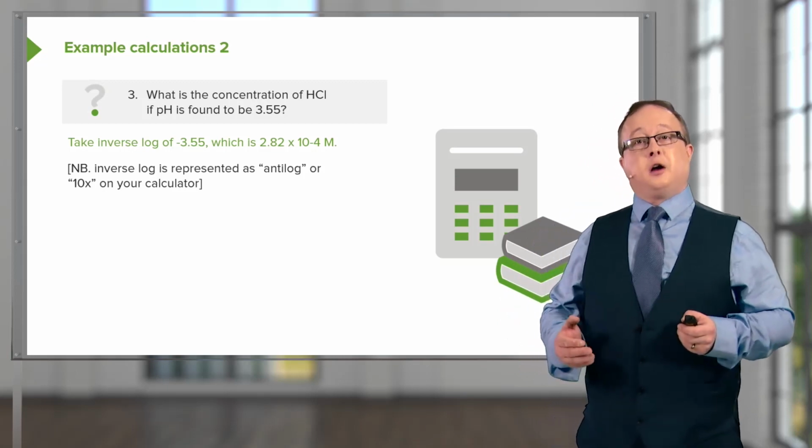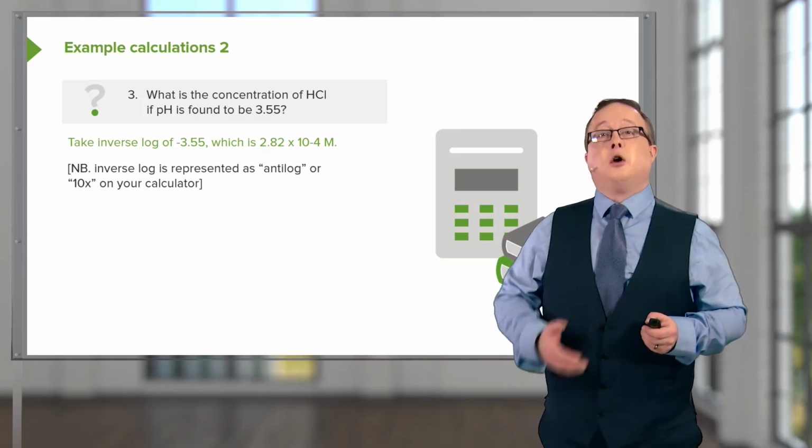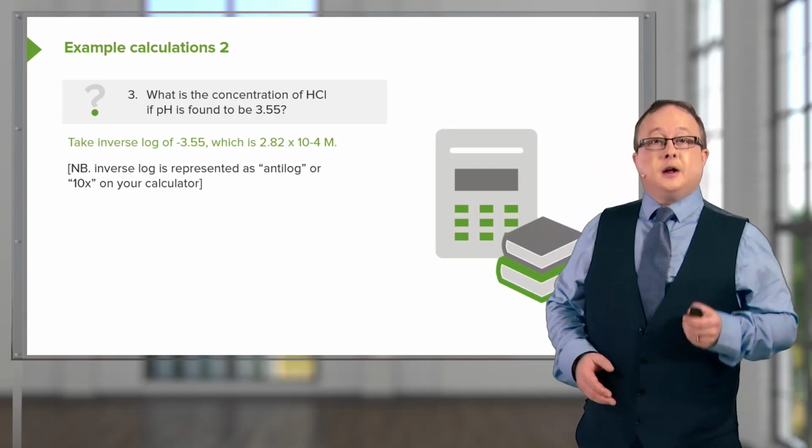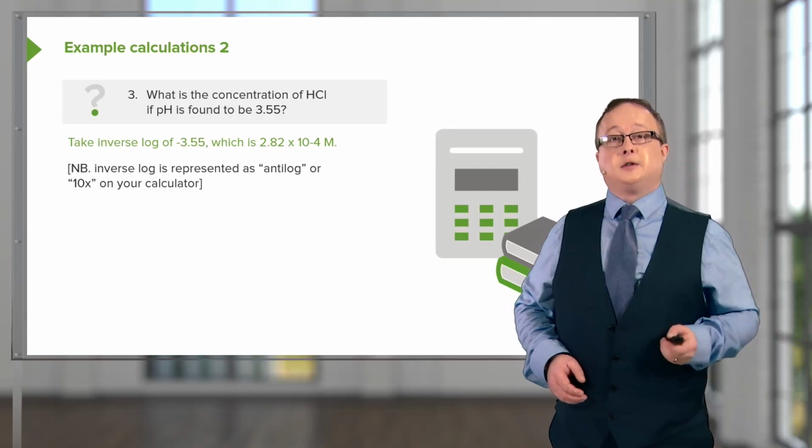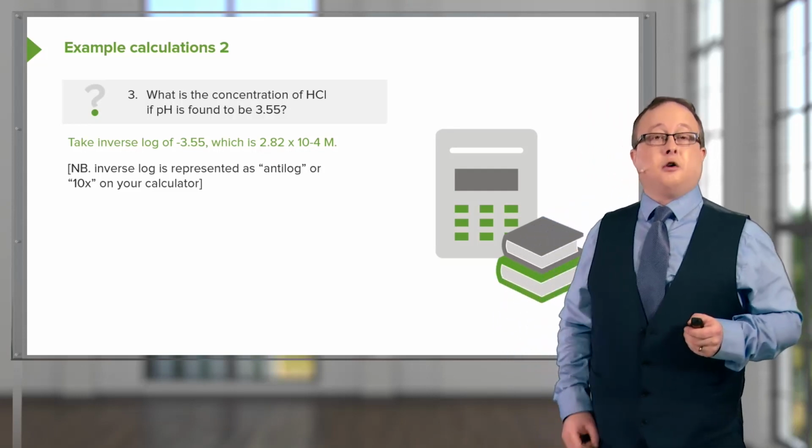The other unit for molar is moles per decimeter cubed, or moles per litre. The inverse log is represented as the antilog, or sometimes as 10 to the x on your calculator.